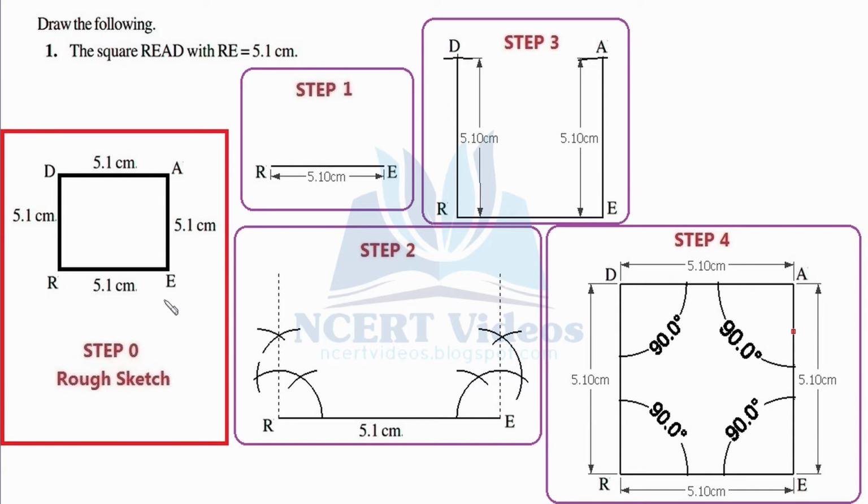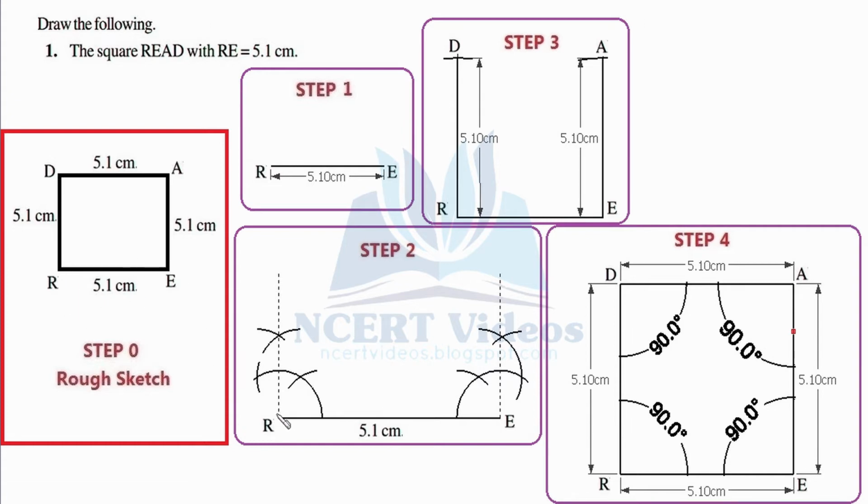In step number 1st, we simply construct the base of this square RE with the help of ruler and pencil, mark down as 5.10 centimeter with actual measurement from the ruler. Pause it and try to construct yourself. Step number 2nd is simple. We need to construct 90 degrees at vertices R and E.